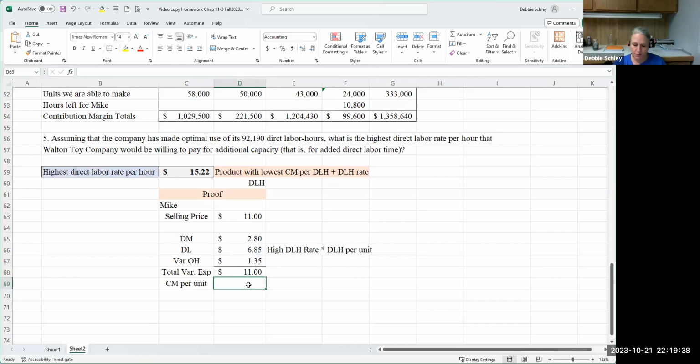$11. So my contribution margin per unit equals the selling price of $11 minus variable expenses of $11, break even. So I know that that is the right answer. And again, you don't have to do this for the problem, but I did it so that I made sure I had the right answer because you want to break even at whatever that highest rate is. Hope that helps you all do well on this assignment.